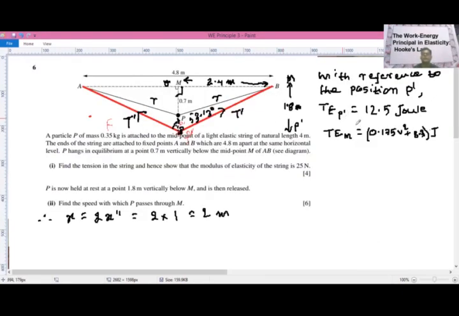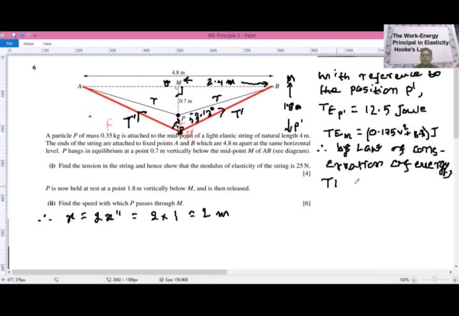So we have calculated that total energy at position P dash is 12.5 joule, and the total energy at position M is this, and therefore by the law of conservation of energy, you can say that total energy at point P dash equals total energy at point M. Here total energy at point P dash is 12.5 equals total energy at M. You can see that here 0.175 v squared plus 8.3.